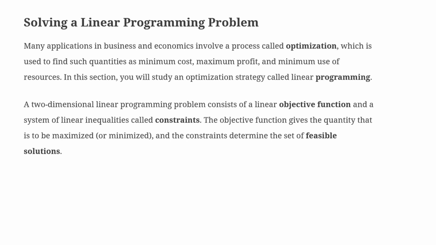A 2-dimensional linear programming problem consists of a linear objective function and a system of linear inequalities. This system of linear inequalities is called constraints. The objective function gives the quantity that is to be maximized or minimized, and the constraints determine what we call the set of feasible solutions over which we're trying to optimize.